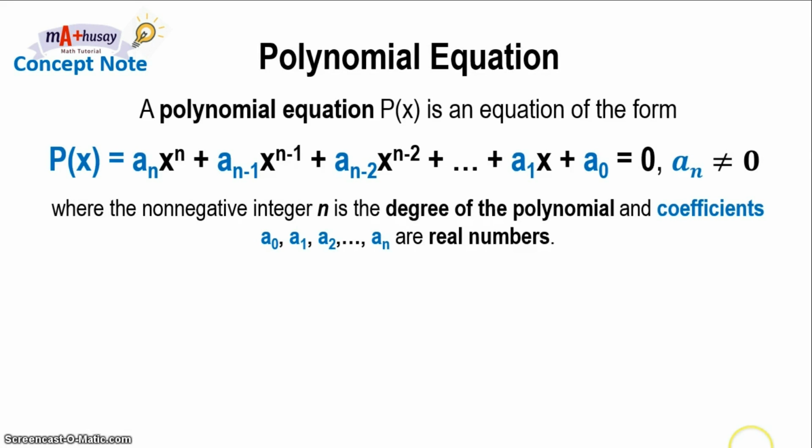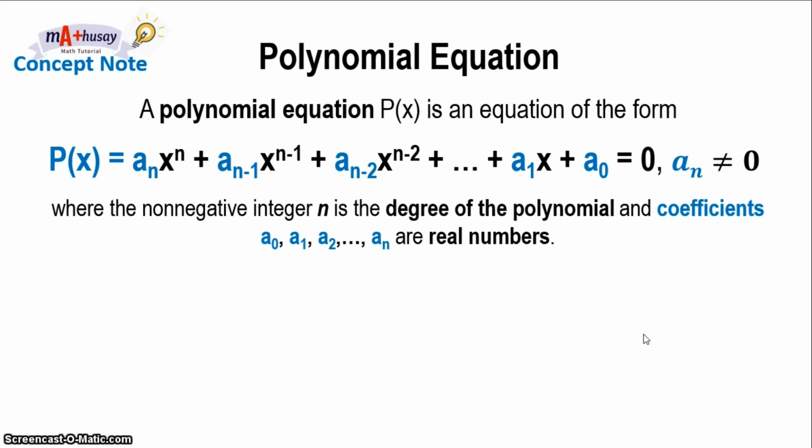A polynomial equation, P of x, is an equation of the form P of x equals a sub n x to the power of n, plus a sub n minus 1 x raised to n minus 1, plus a sub n minus 2 x raised to n minus 2, plus up to a sub 1 x, plus a sub 0, equals 0, where a sub n must not be equal to 0, where the non-negative integer n is the degree of the polynomial and the coefficients a sub 0, a sub 1, a sub 2, up to a sub n are real numbers.